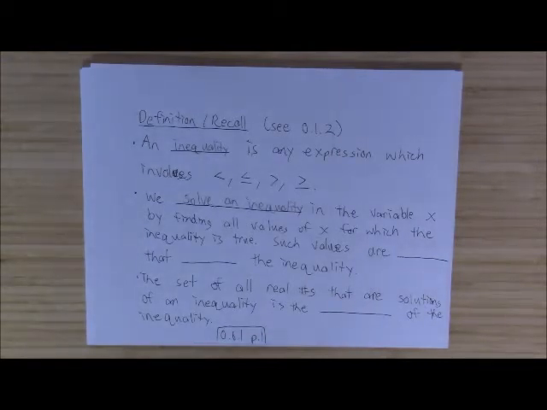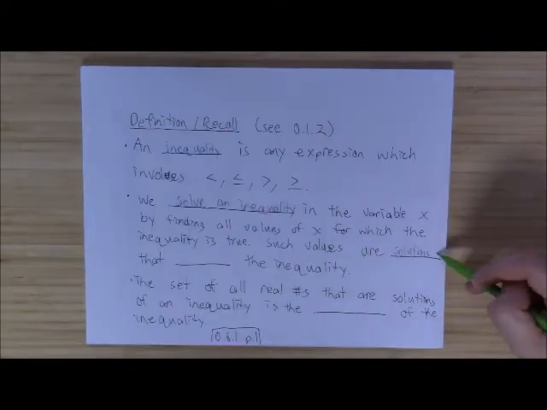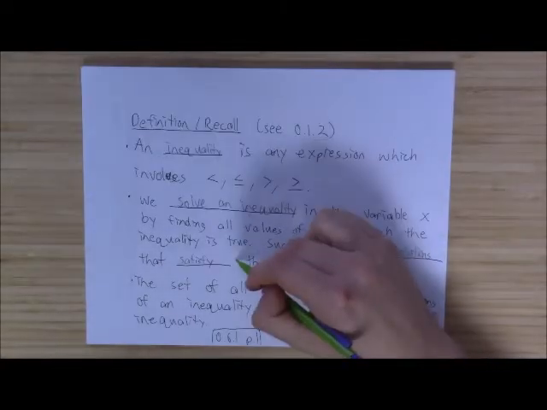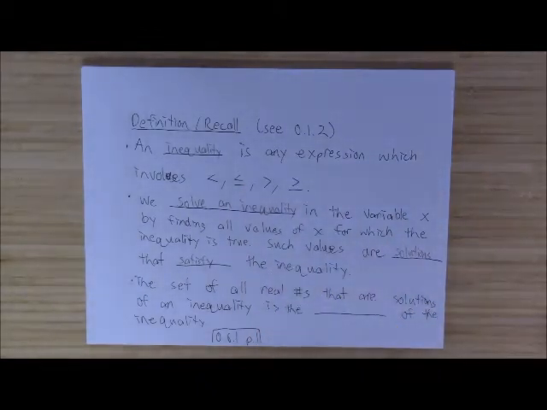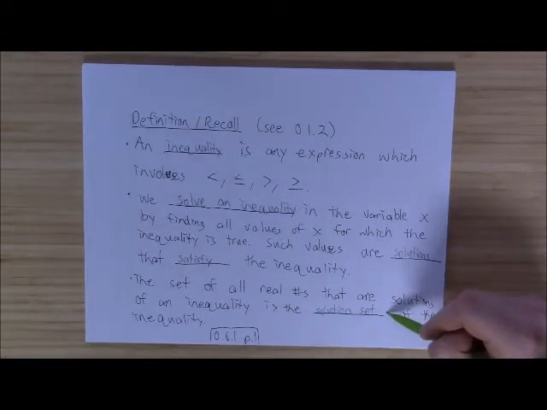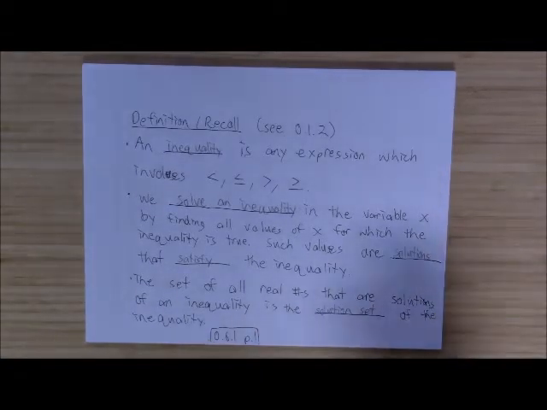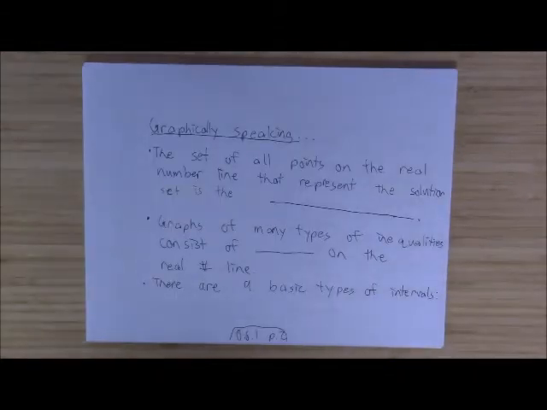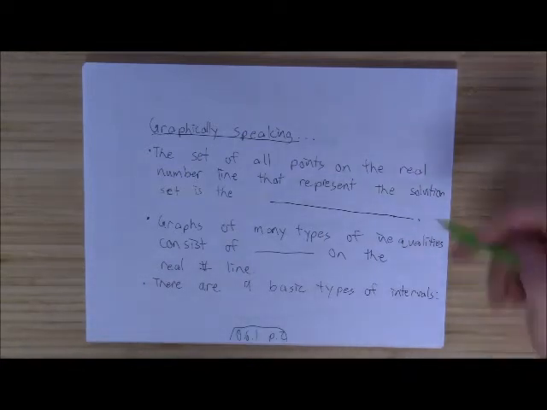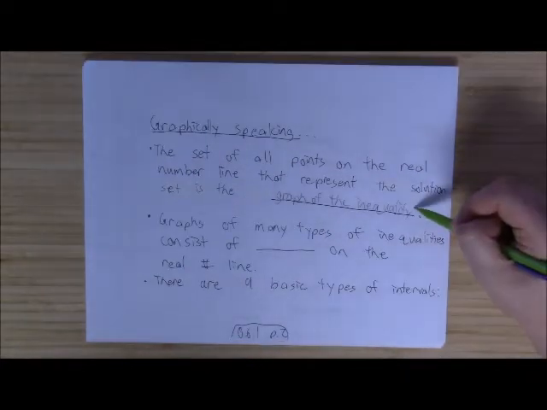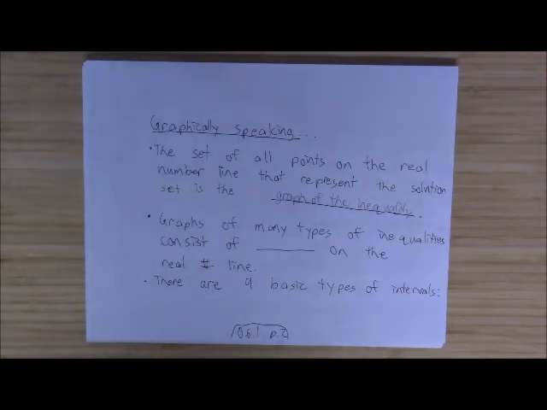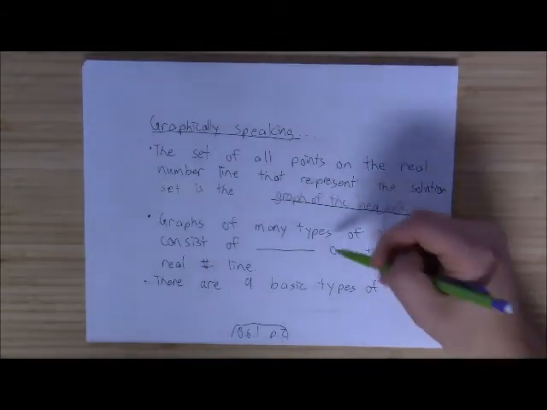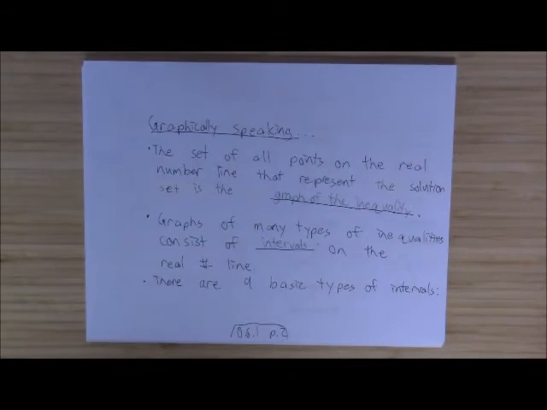Such values are solutions that satisfy the inequality. The set of all real numbers that are solutions of an inequality is the solution set of the inequality. Now, graphically speaking, the set of all points on the real number line that represent the solution set is the graph of the inequality. Graphs of many types of inequalities consist of intervals on the real number line.